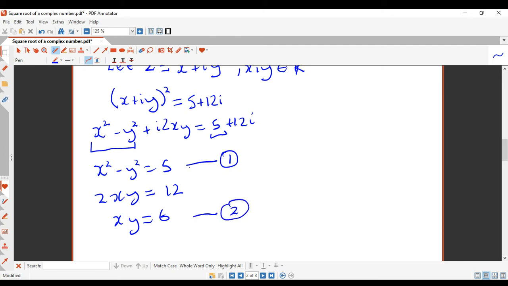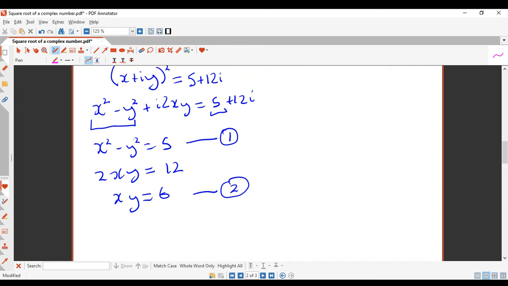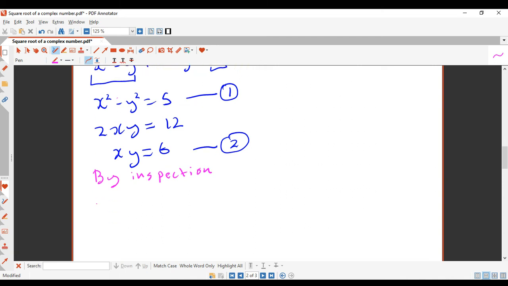Now, we could solve this by inspection. If I was going to solve this by inspection, I'd have to think of two numbers which multiply to give me 6, but when I square those numbers and find the difference, I get 5. So just by inspection, you're going to get x is equal to 5. Sorry, not 5, that's not right, is it? x is equal to 6, y is equal to 1. That's not going to work either, is it?